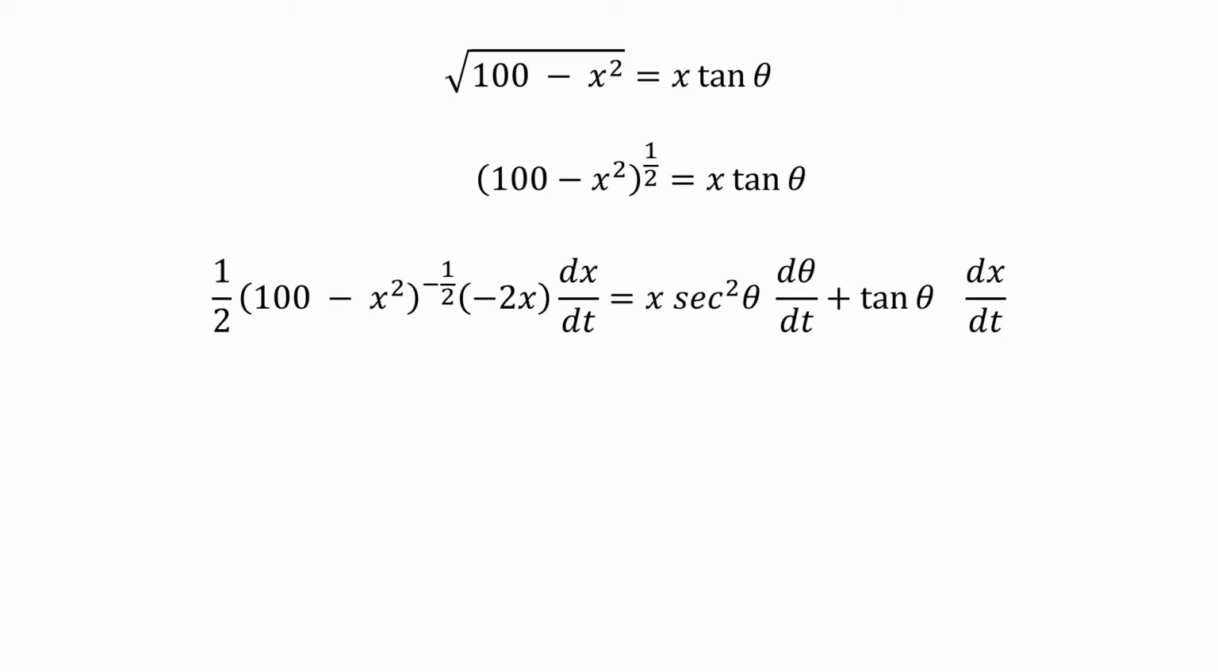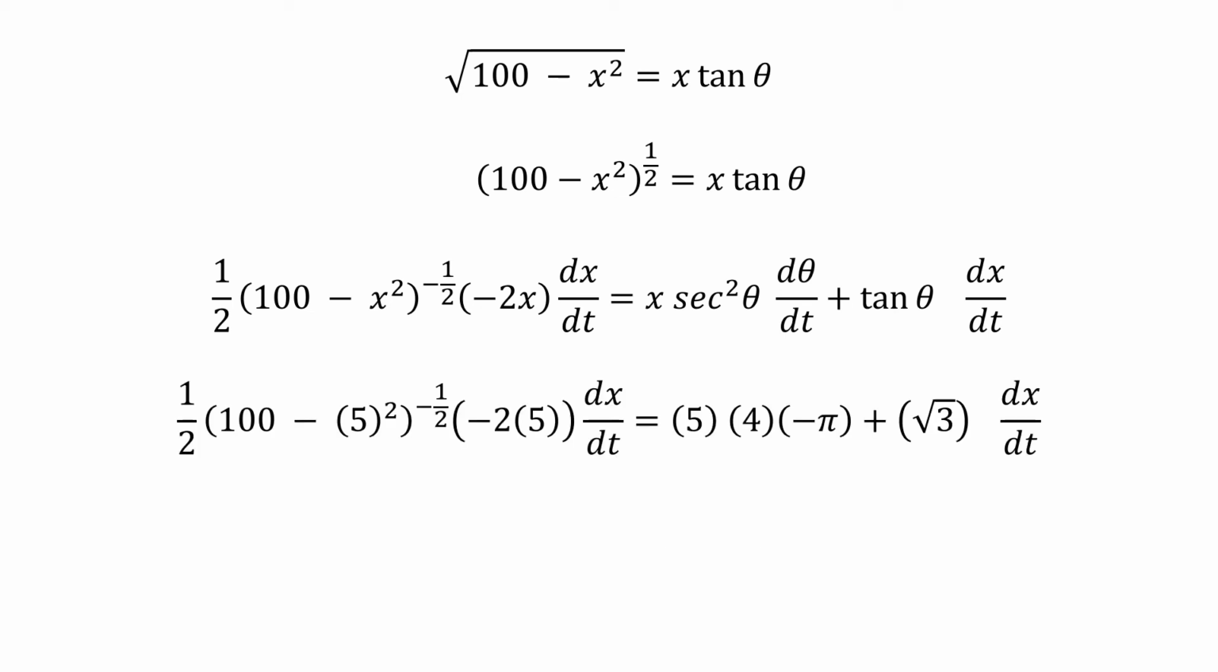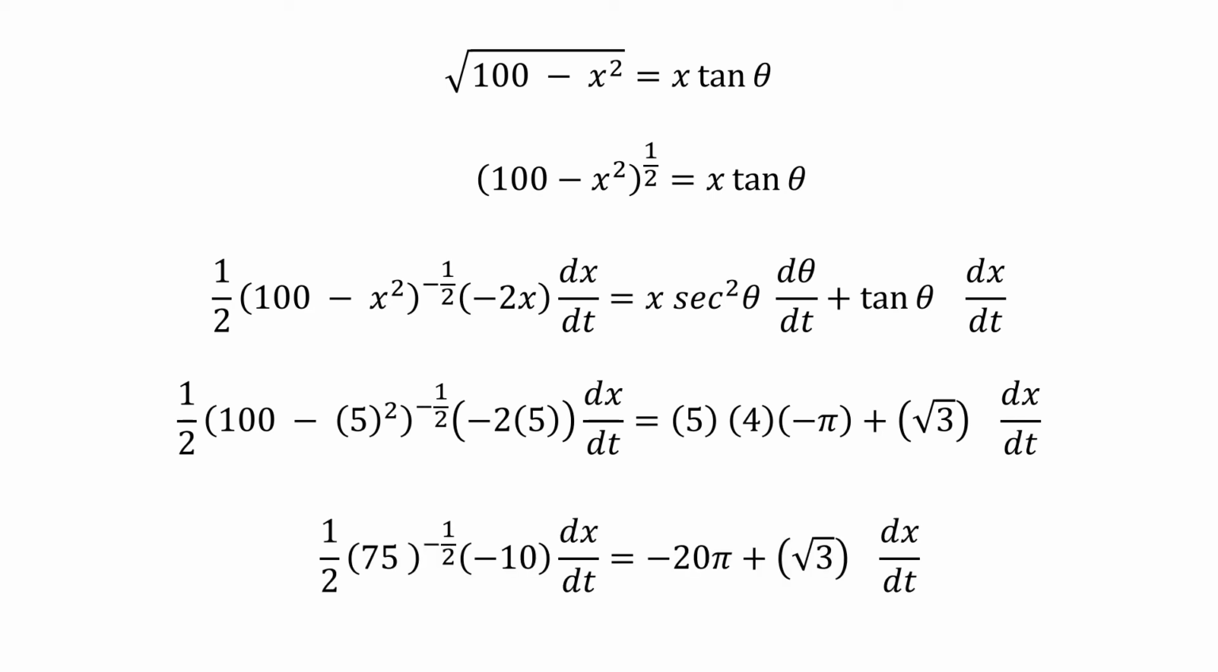All right, so here one more time is our equation. We know now that the value of x is 5, the value for secant squared is 4, the value for tangent theta is square root of 3, and the value, of course, for d theta dt is negative pi. We are now going to substitute all these values into our equation. All right, so now we are going to simplify. Of course, we have to square the 5, multiply the negative 2 times 5, and also at the right side, we have to multiply 5 times 4 times negative pi. So here's the result.